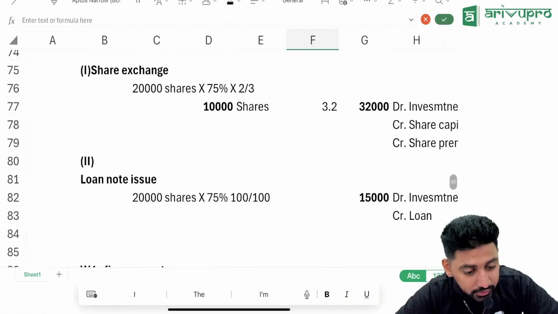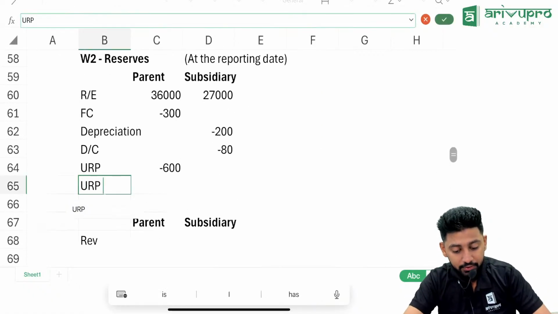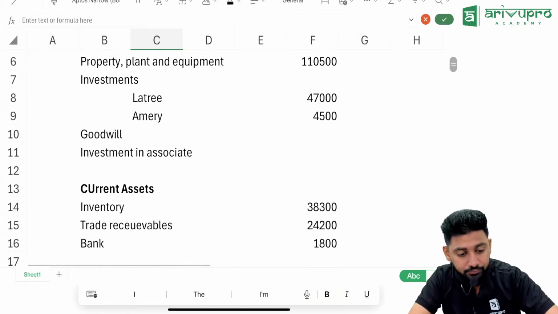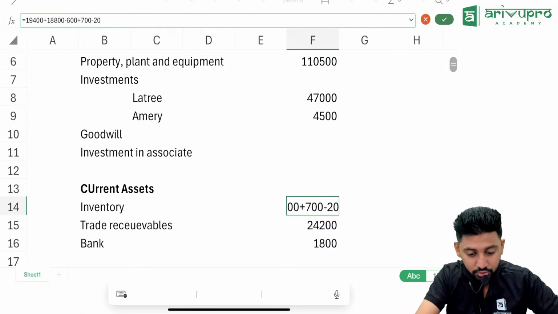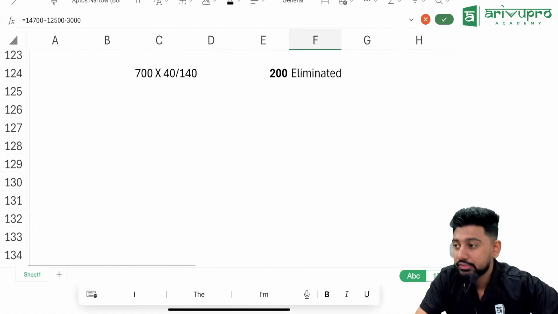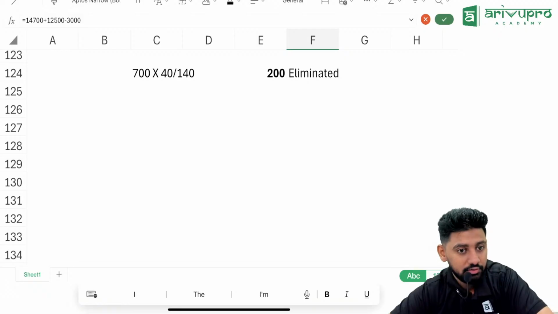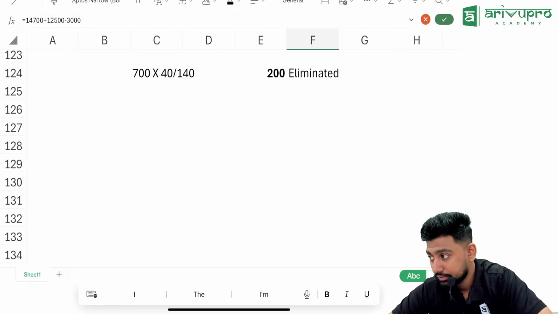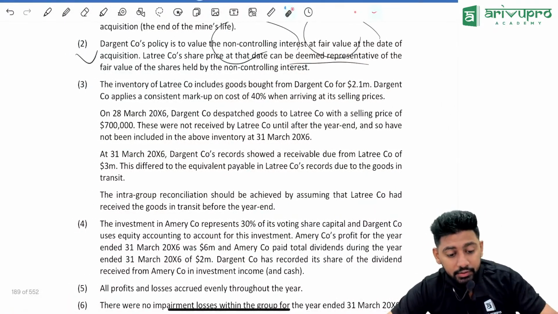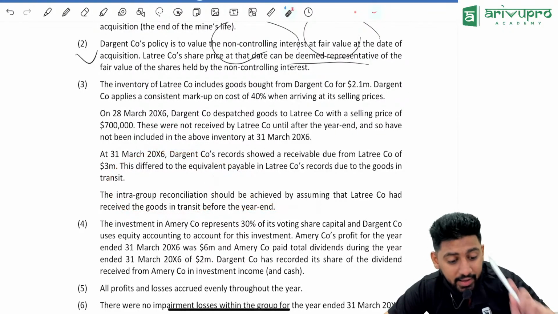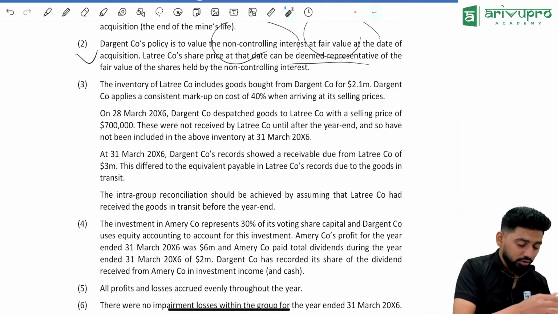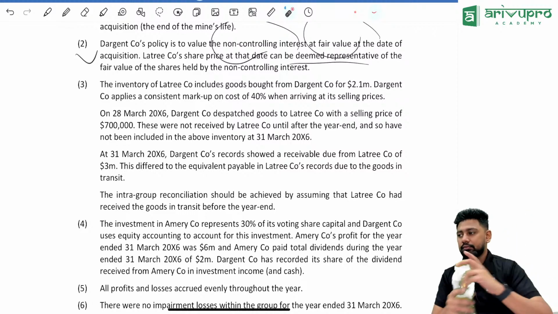I go to parent's retained earnings on top. URP on GIT, minus 200. And then I'll go to the top. Inventory minus 200. Done and dusted. That's it. Finish. Clear? The intergroup reconciliation should be achieved by assuming that L had received the goods in transit before the year end. They have received the goods, so we have accounted for it. Entirely done.